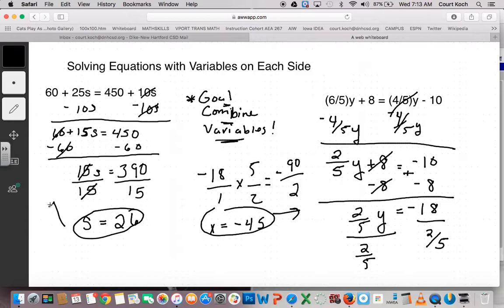S equals 26 for this problem. This has been solving equations with variables on both sides. Your goal is to combine variables first and then solve for that variable.